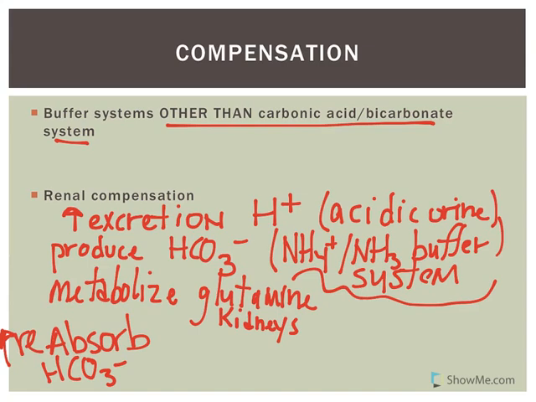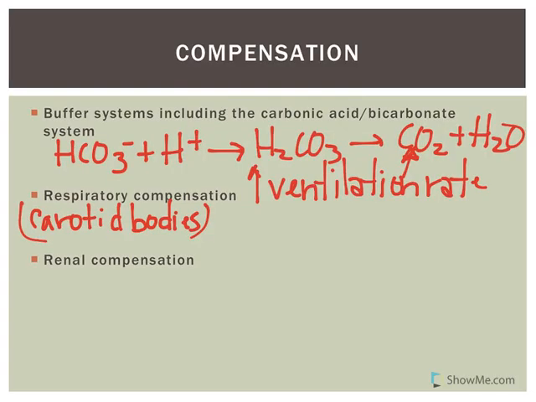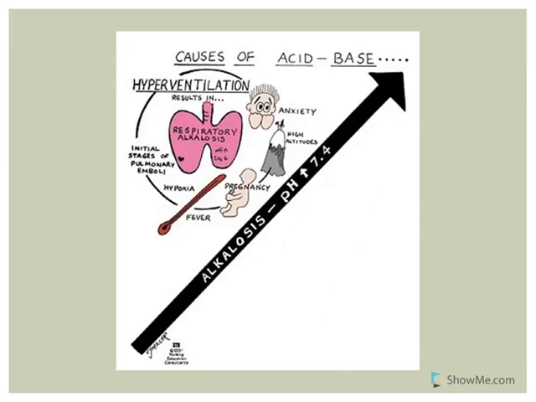So that allows us to get rid of a lot more hydrogen ions. And that system is dependent upon the metabolism of glutamine in the kidneys. So the renal compensation is the same for respiratory as well as metabolic acidosis. Okay. Now let's move to alkalosis.